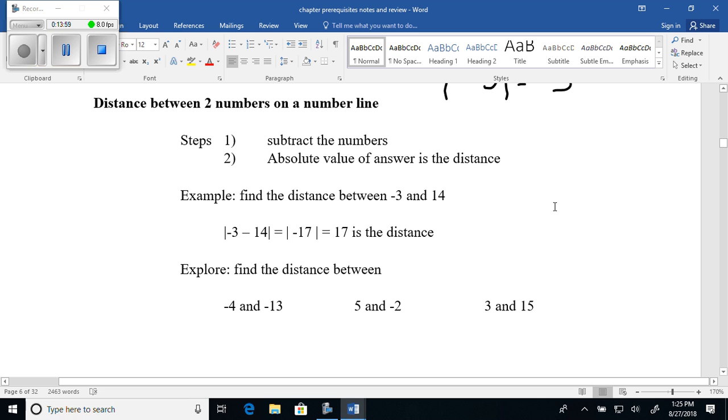When we find the distance between 2 numbers, you just subtract them. So what's the distance between 10 and 3? 7. Why didn't you tell me negative? Because it doesn't matter. The distance is always positive. So after you subtract them, you would still take the absolute value of the answer.